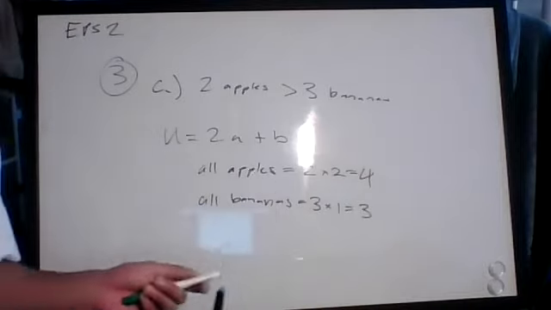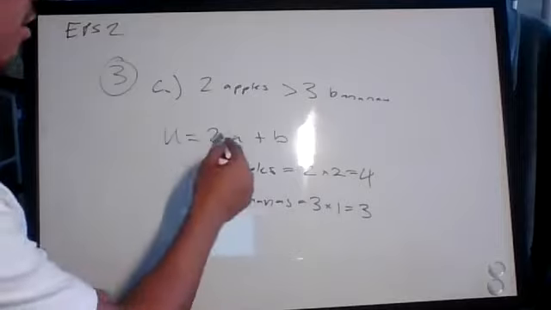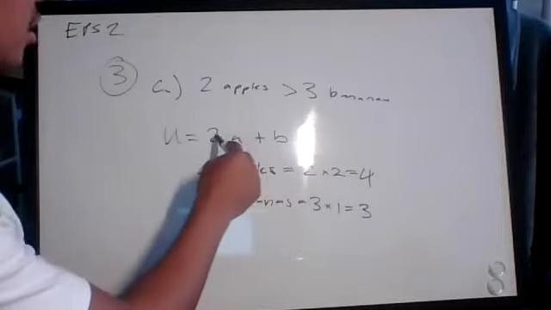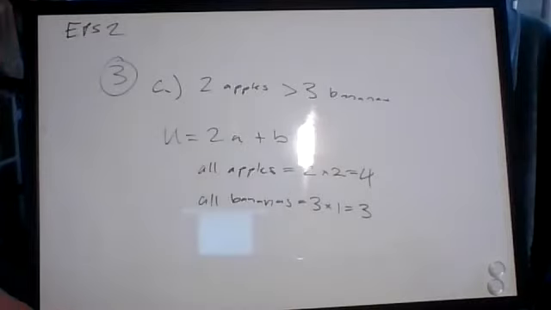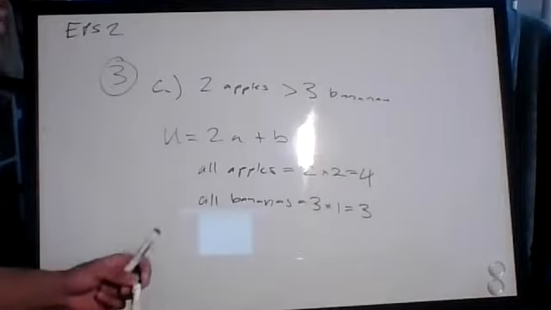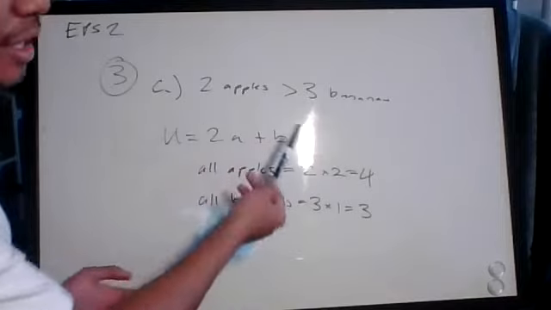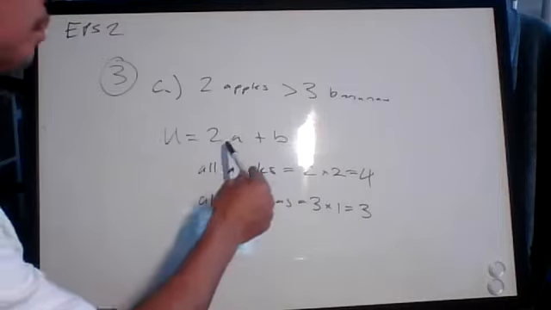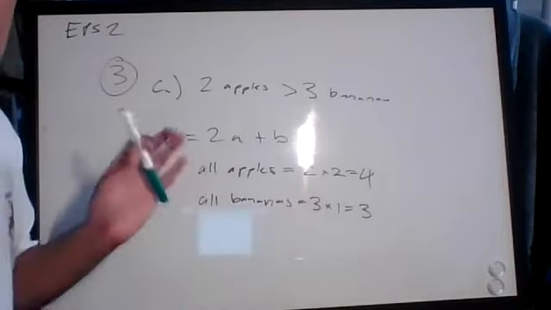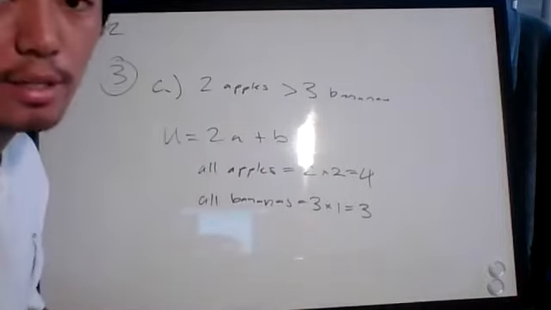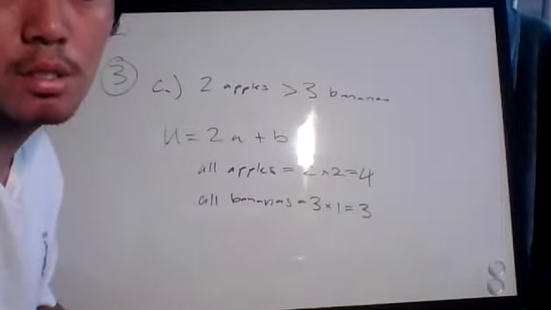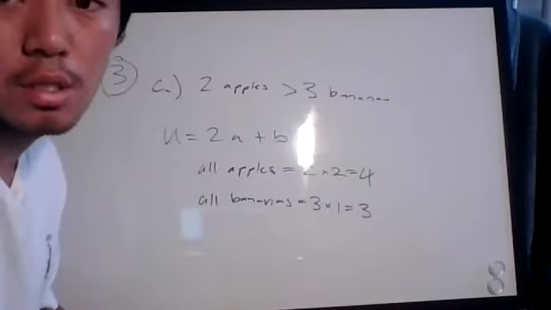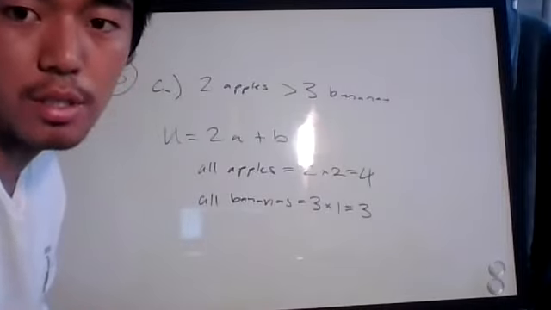This isn't the only equation that would work. You can do any combination in which apples are twice as favored as bananas. You could even do something like 5 and 3. As long as having all apples is better than having all bananas, that would work. Hopefully that answers your question? Okay, hopefully it did.